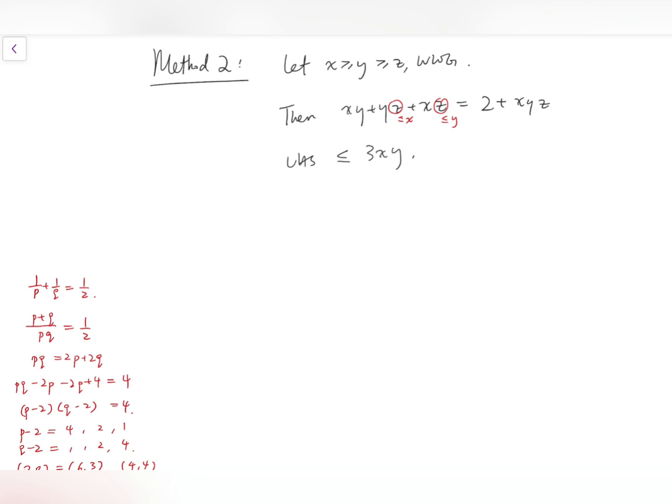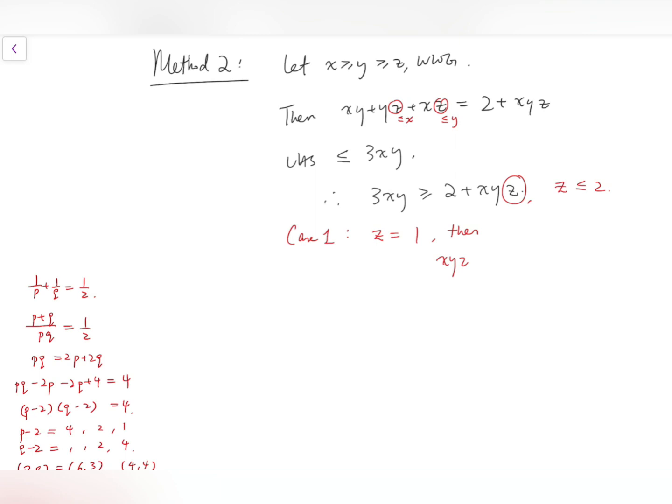Then therefore, 3xy is greater than or equal to 2 plus xyz. Now from this, you can see that our smallest number, z, is either 1 or 2, because if z is at least 3, the expression at the right hand side must be greater than that at the left hand side, so we can't allow this. So two cases. Case 1, z equals 1. Then you put it back into the equation.